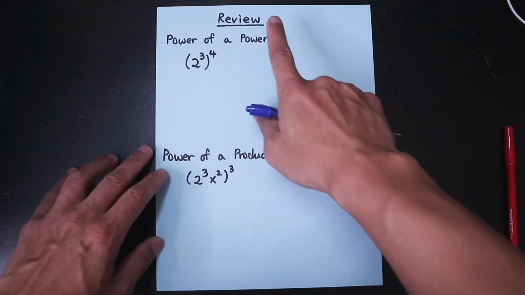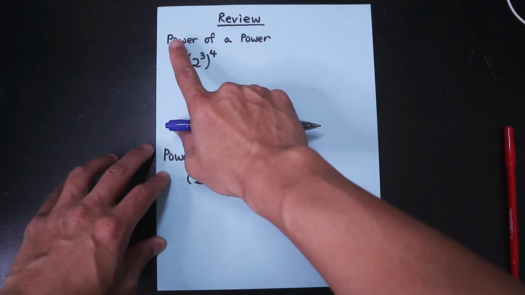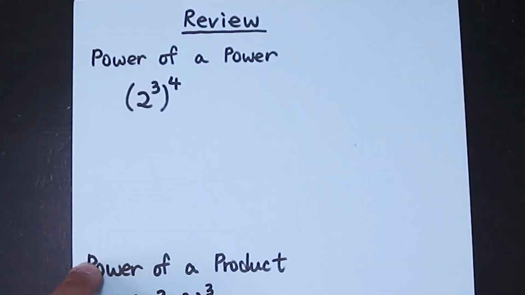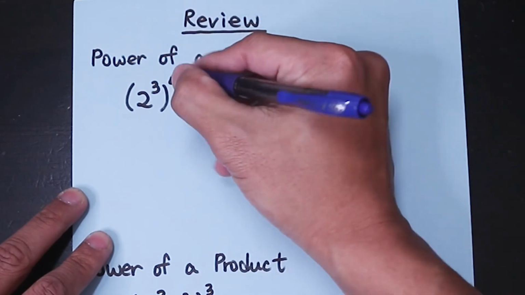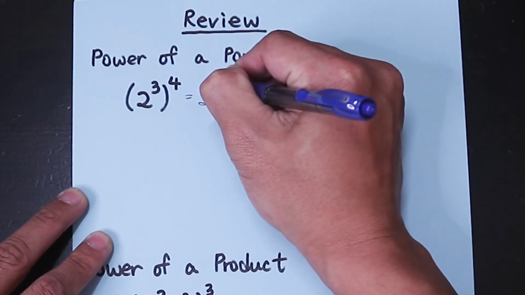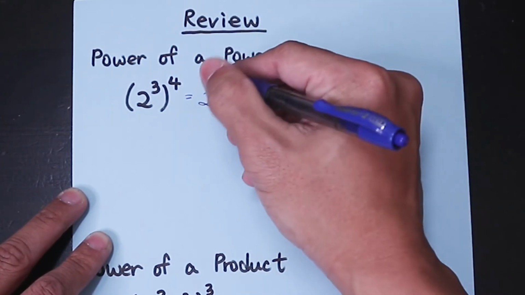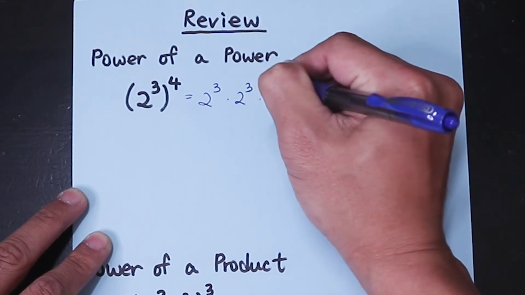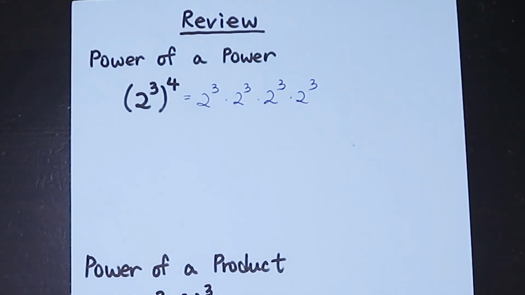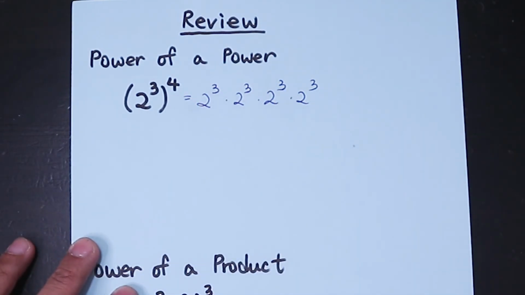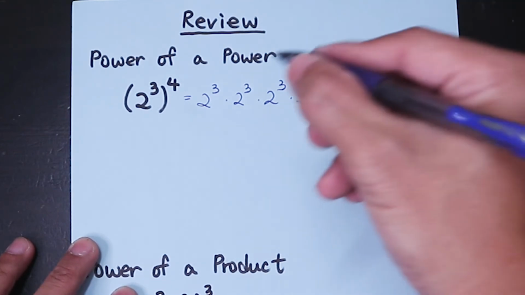So on the review sections, the first one is called power of a power. Now let's show it for a moment. So if I were to expand this, right, 4 power means I want to write the same thing 4 times, isn't it? Whatever in the parentheses 4 times. So you're going to write 2 to the third times 2 to the third times 2 to the third times 2 to the third like this, right? Now, of course, some of you may remember the shortcuts of what you're going to do with these exponents, but if not, let's write it out more.